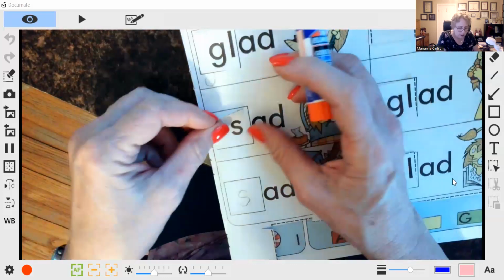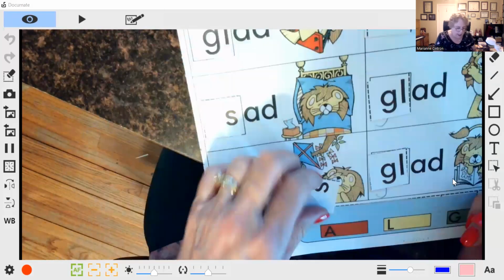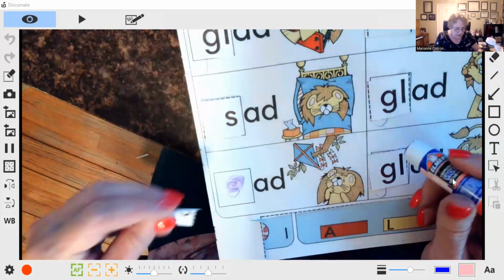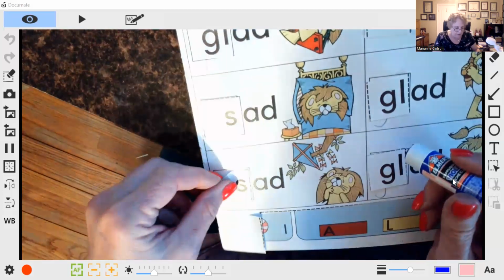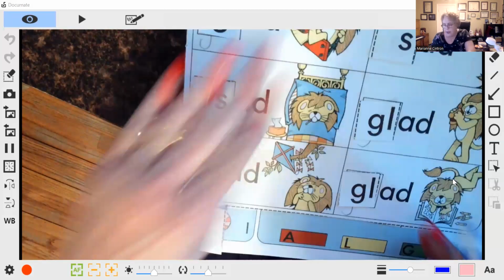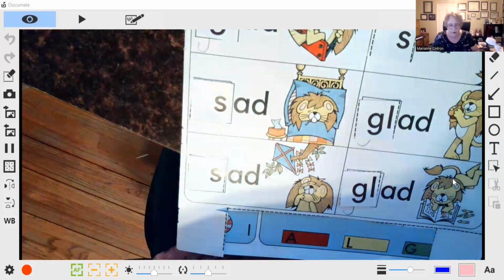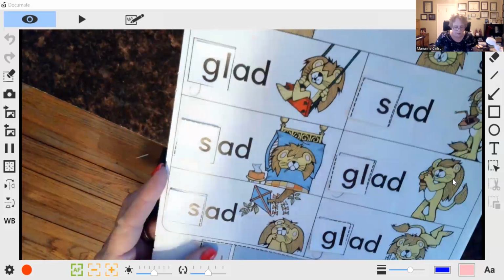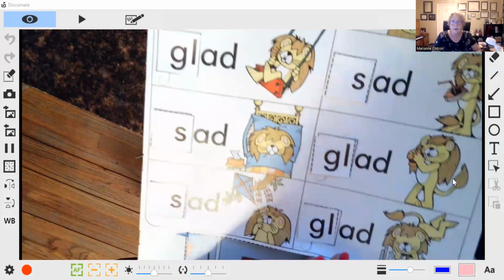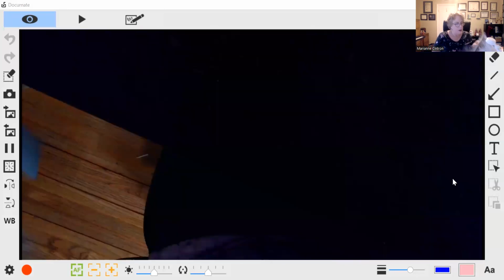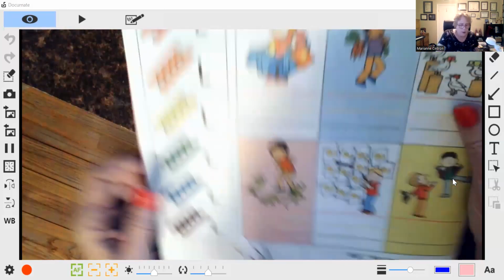Remember the little part of the S goes on top. And he's sad because his kite is in the tree. So there we have the interaction of this page. Okay. Good job. Now we're going to turn the page to our words.